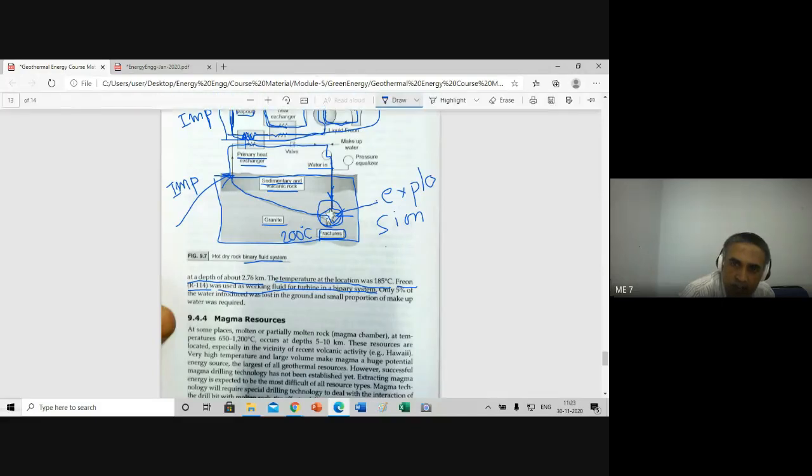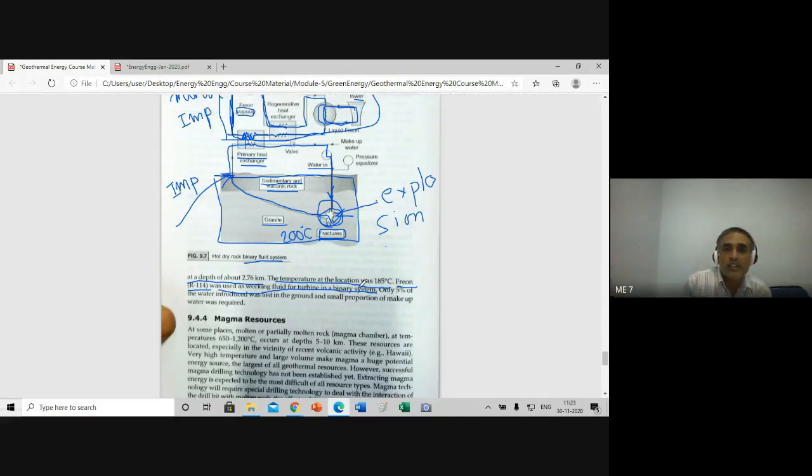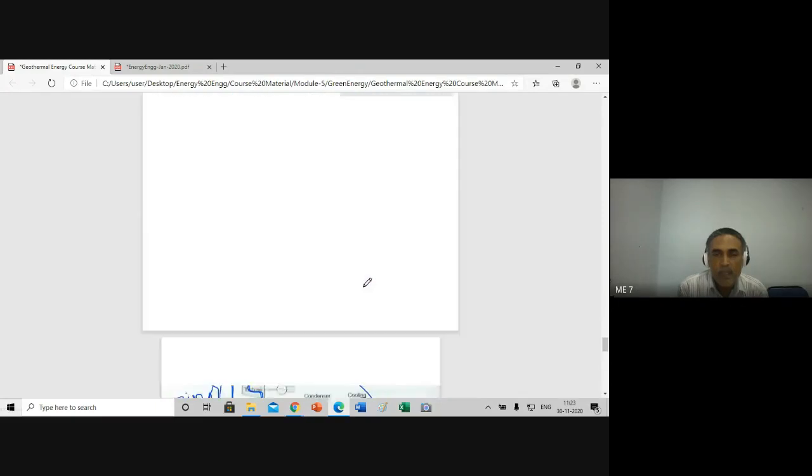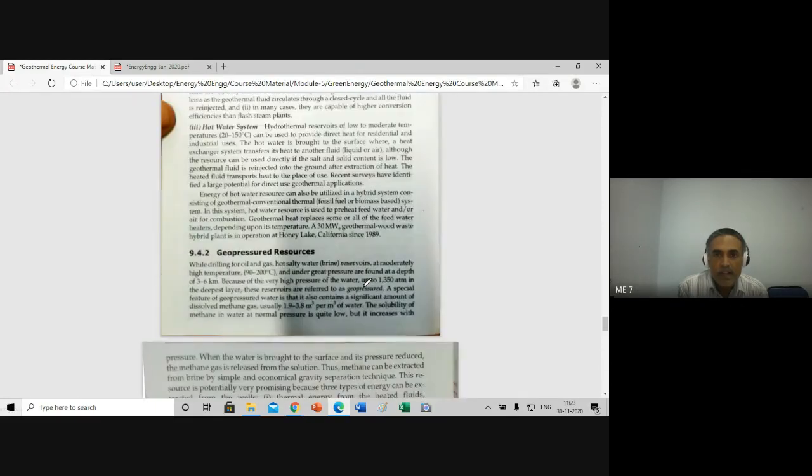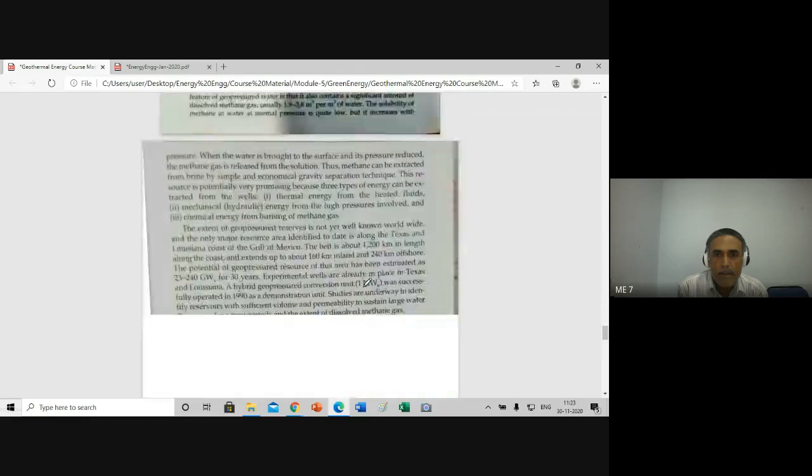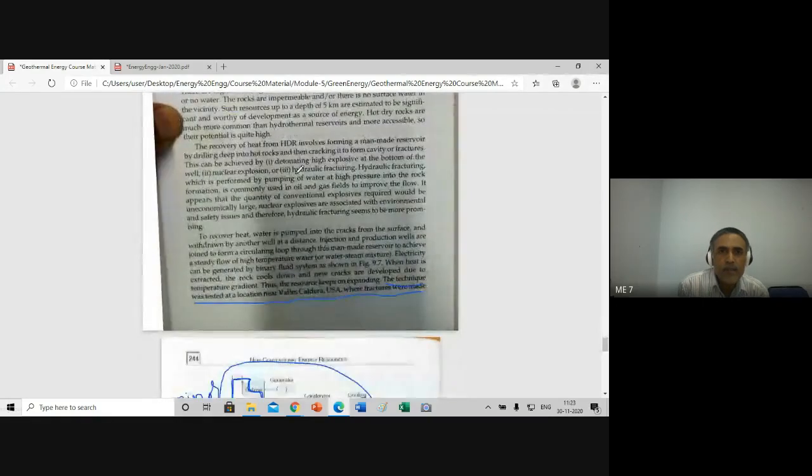Fracture, how will they do it? Look at that fracture, how they are going to do it. How to draw the shear force and bending moment. Now, once we know how to calculate the shear force and bending moment, I think, drilling deep into hard rocks, and then cracking it to form a cavity or fractures.